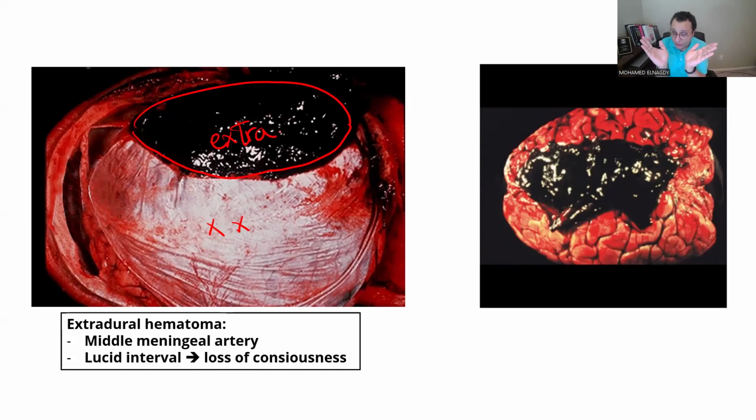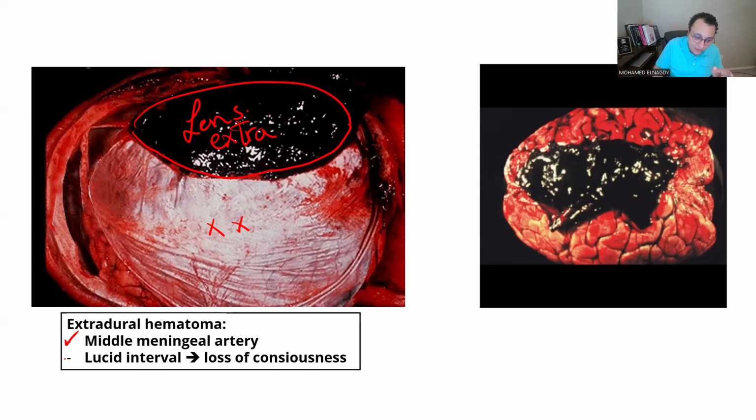And you know why? Because the dura is usually attached at the suture lines of the skull. So when there is bleeding in the epidural space, the bleeding is confined by the areas of attachment of the dura to the skull sutures. And this is when you have this localized hematoma, which looks like a biconvex, lens-like shape. So that's the extradural hematoma, and it usually happens due to trauma of the middle meningeal artery, which is MMA.